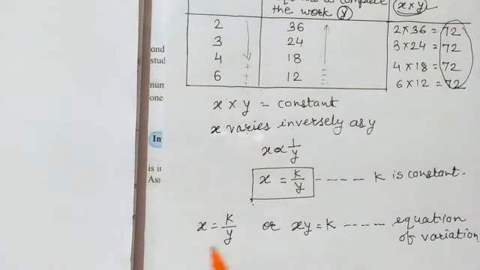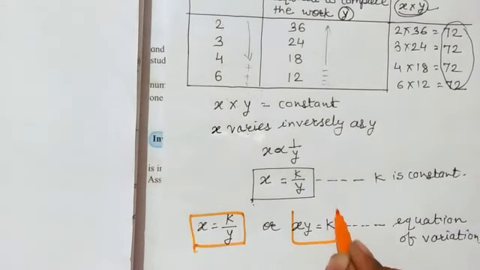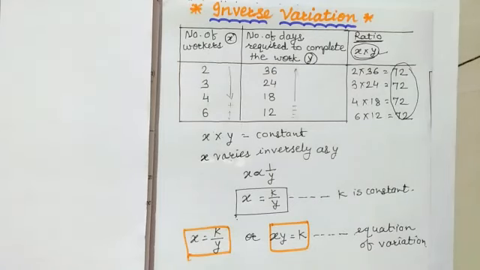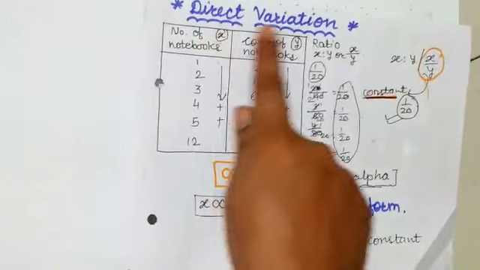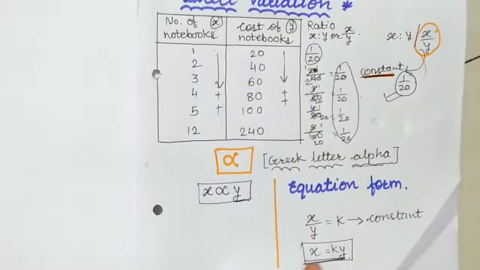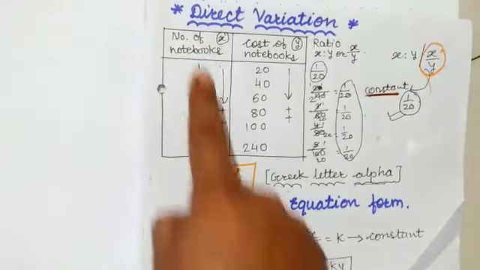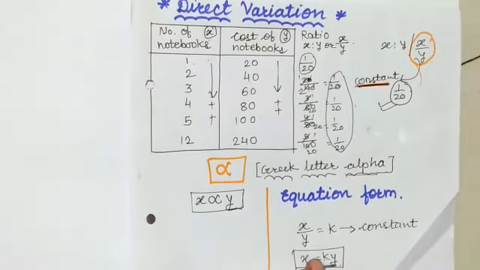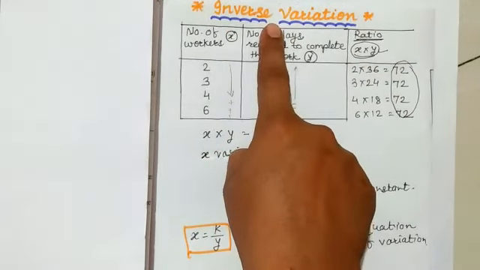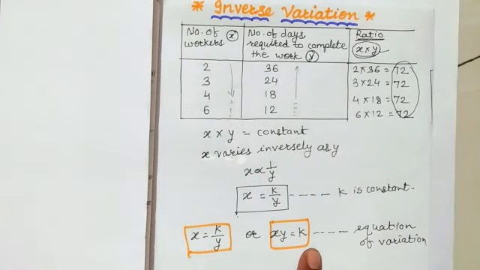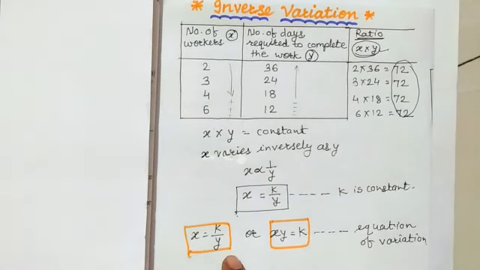So students, this is the equation for inverse variation. Please students, be careful. Don't be confused with the equation of inverse and direct variation. The equation of direct variation is x is equal to ky, and the equation of inverse variation is xy is equal to k, or x is equal to k upon y.